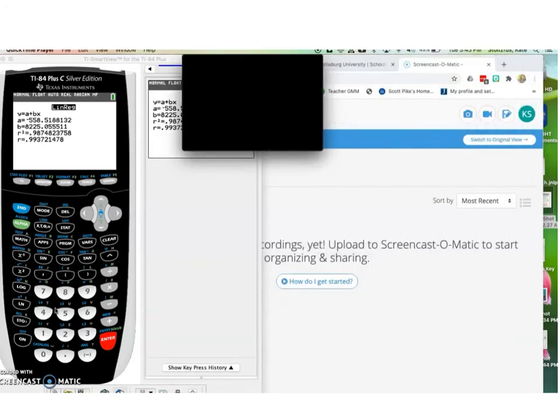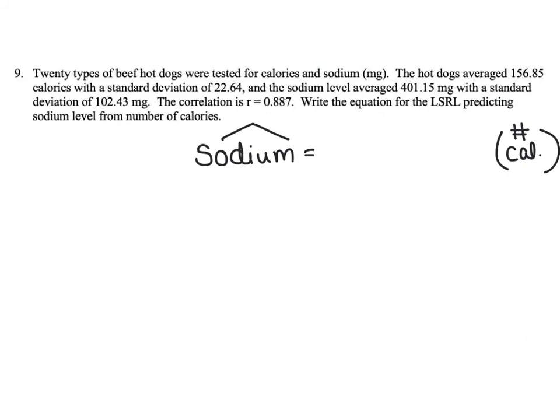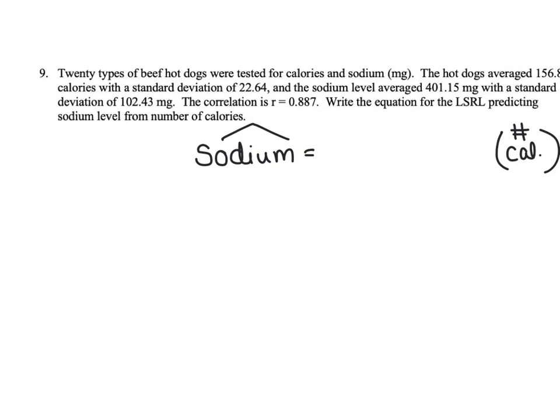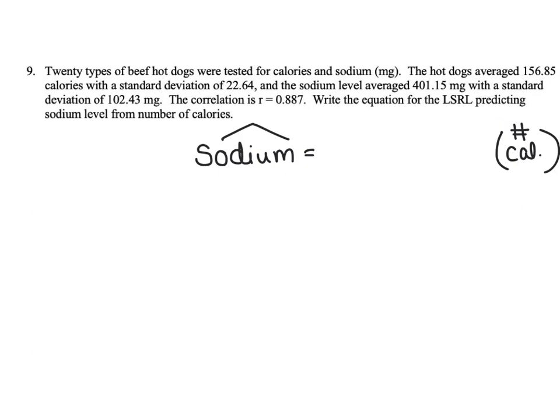The final question here. So 20 types of beef hot dogs were tested for calories and sodium. The hot dogs averaged 156.85 calories with a standard deviation of 22.64, and then we're given our sodium statistics, and we have a correlation right here. Write the equation of the least square regression line predicting sodium levels from the number of calories.